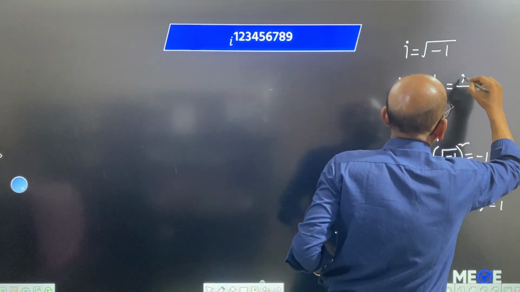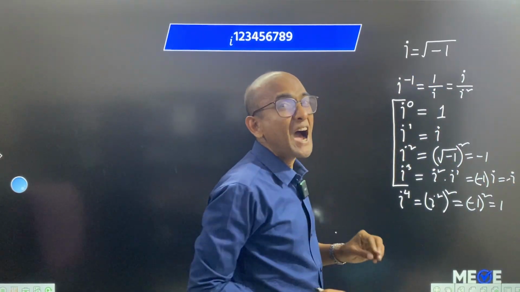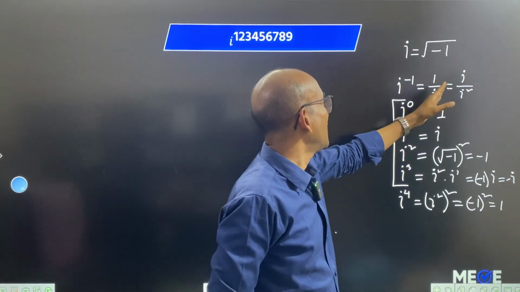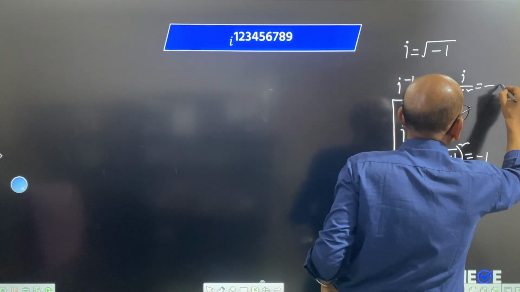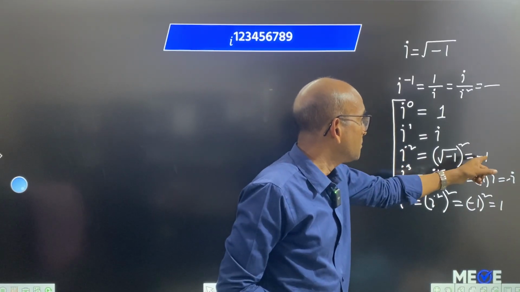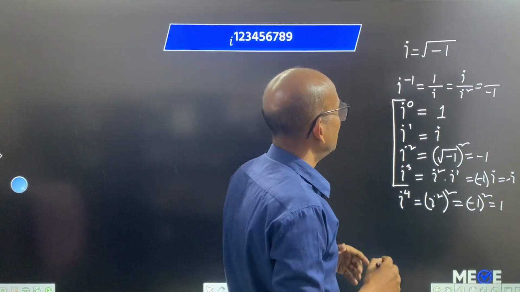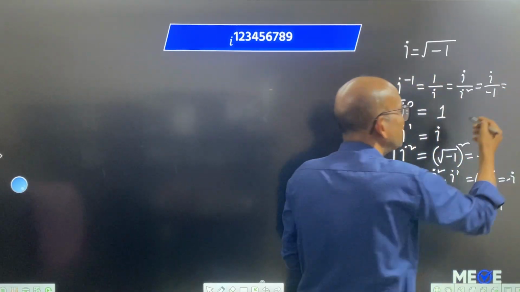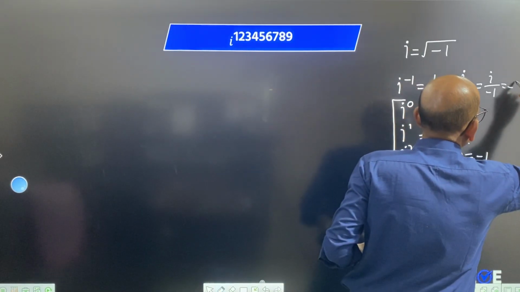So first of all, I am multiplying by i both the numerator and the denominator. So i into 1 is i, and i into i is i square. Now, i square means what? From here, i square means minus 1. So you will have minus 1 in the denominator, and in the numerator you will have i. So i divided by minus 1 represents minus i.